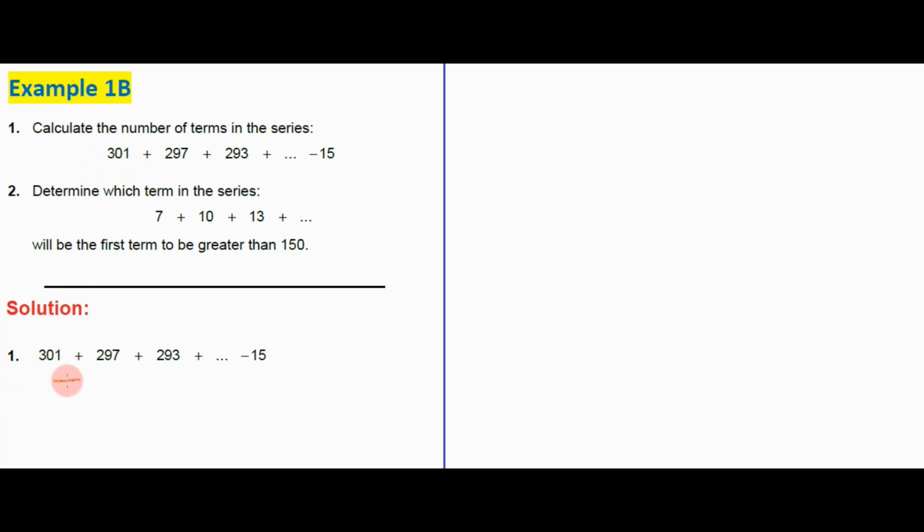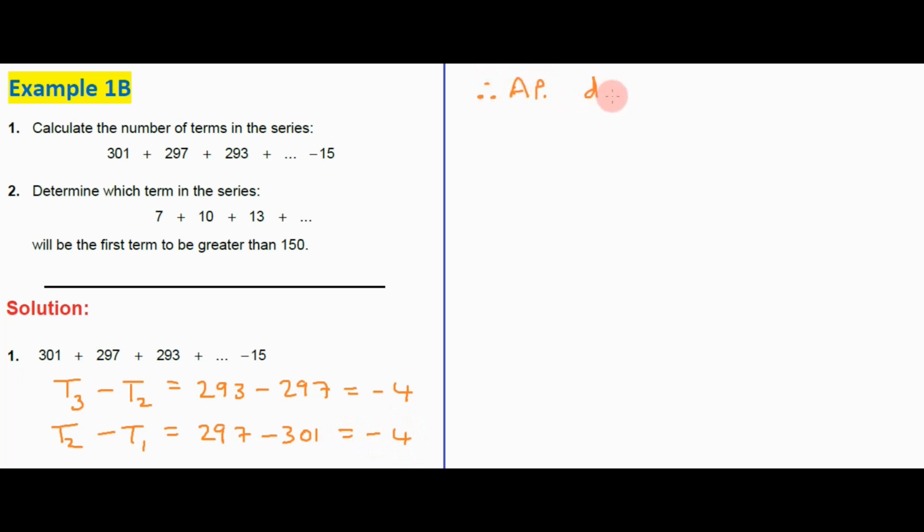So let's take term 3 less term 2, and it's 293 minus 297, and this is -4. Then term 2 less term 1 is 297 less 301, and this is also -4. So we know it's an AP with common difference D equal to -4. Now we're going to use the formula T sub n equals A plus (n minus 1) times D.